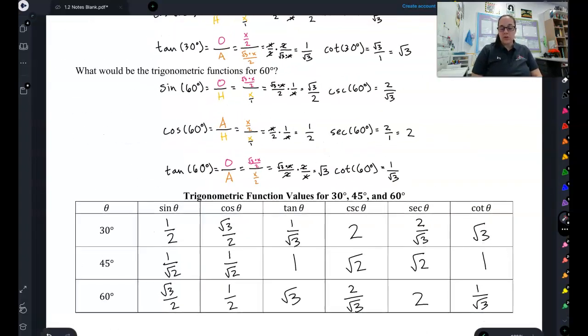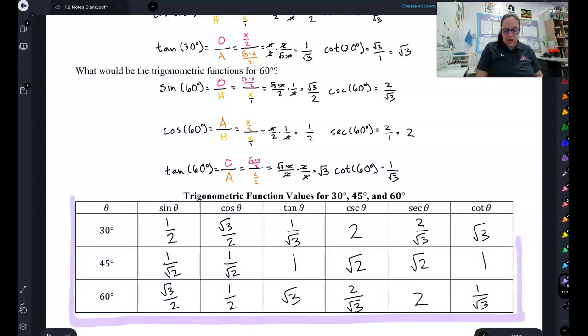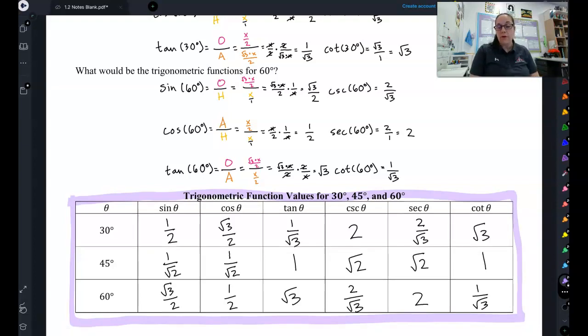Now, what I also did is I took this table that you have in the bottom of your notes, and I just copied down all the answers that we just came up with, essentially making a really nice study tool for you to reference through the rest of this semester. And they're all in one nice, beautiful place. And once again, these are the trig values, no matter how big or small the triangle is, as long as that's the angle, these are the fractions.